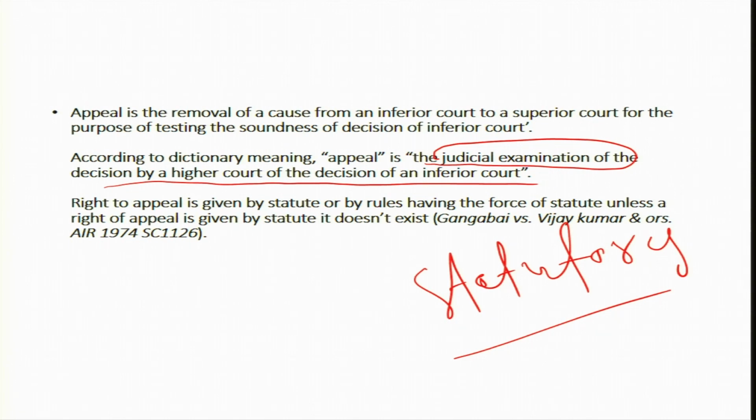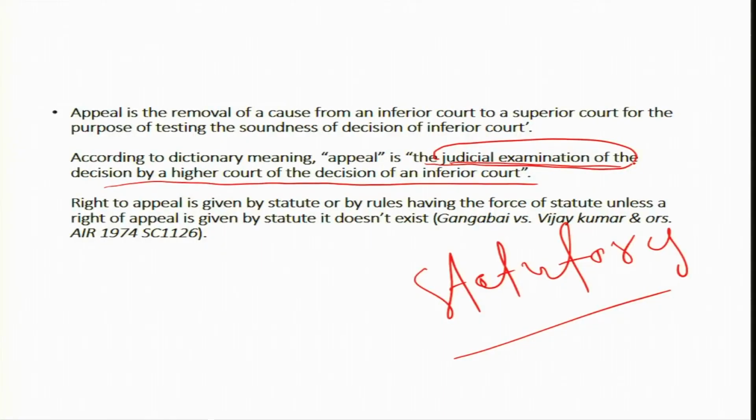That is the reason the relevance of section 96, first appeal, and section 100, second appeal, substantial question of law. You have to find this out if you want to approach the High Court. In case of first appeal, if you want to approach the first appellate court, which can even be a lower court, then also you have to find out whether this falls within section 96 or not. So, this is judicial examination by the higher court.